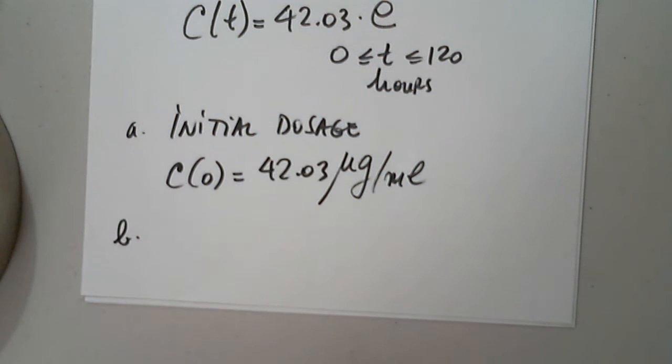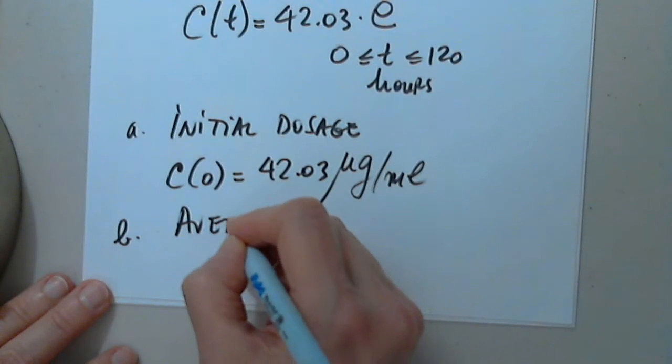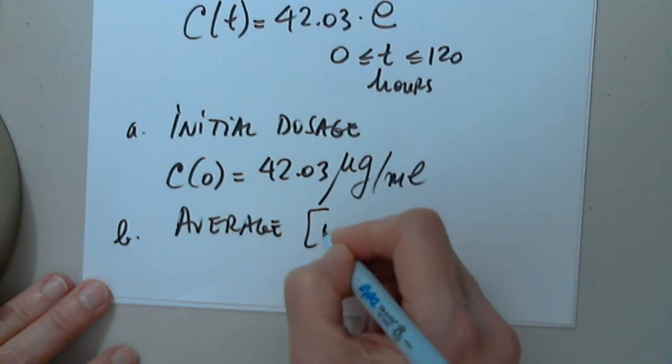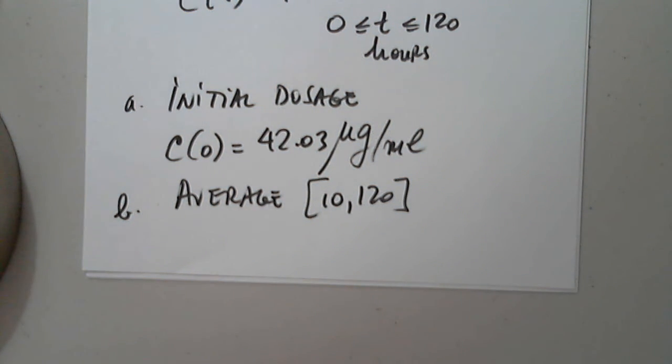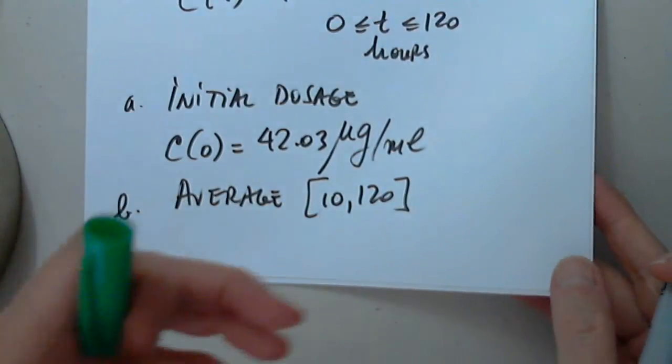Let's see what they want in part B. What is the average amount of phenylbutazone in the calf's body for the time between 10 and 120 hours? Average. 10, 120. How do I determine the average dosage? Between 10 hours and 120 hours from the initial, of course. How do I do that?